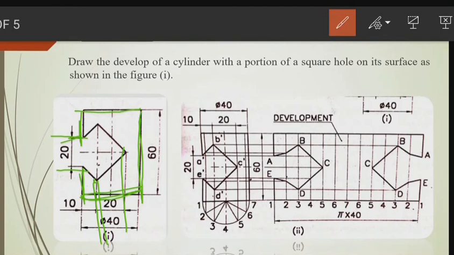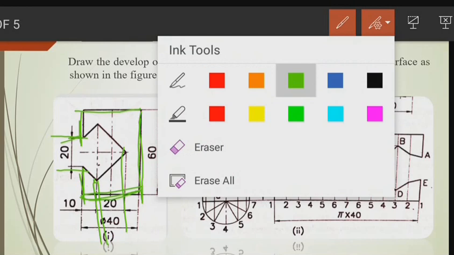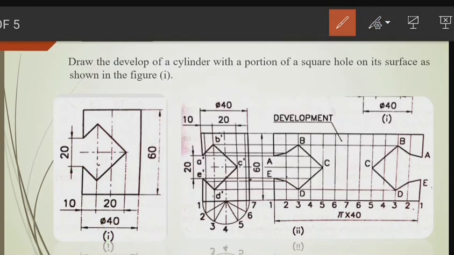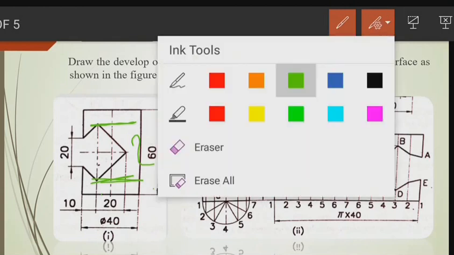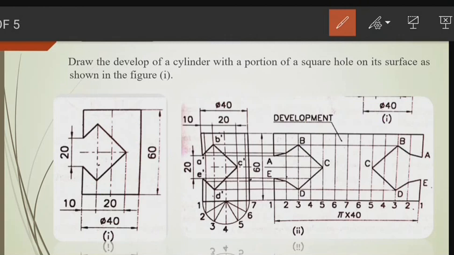How are you going to draw this one? Before that, find out what the length of this distance will be. It is not given here. First, notice this length is not given. How are we going to find it? A simple way: you can see 20 is given here, so it means that from here it is 10 and here it is 10.